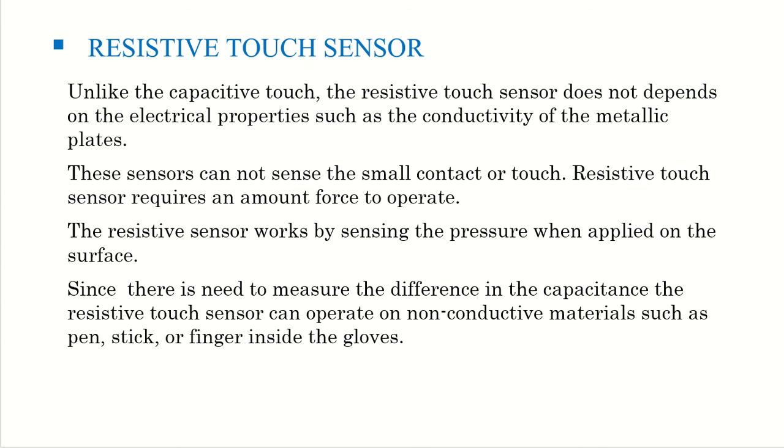Resistive touch sensors. Unlike the capacitive touch sensor, the resistive touch sensor does not depend on electrical properties such as the conductivity of the metallic plates. Resistive touch sensors require an amount of force to operate. They work by sensing the pressure applied on the surface. Since there is no need for a difference in capacitance, the resistive touch sensor can operate with non-conductive materials such as a pen, stick, or finger inside a glove.